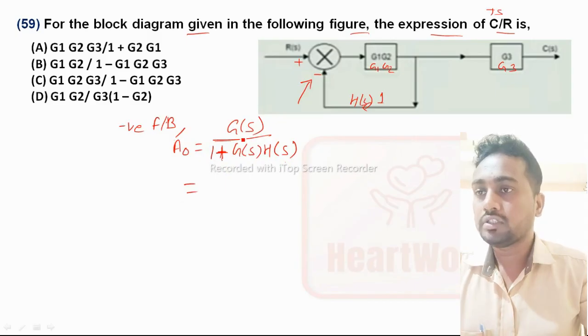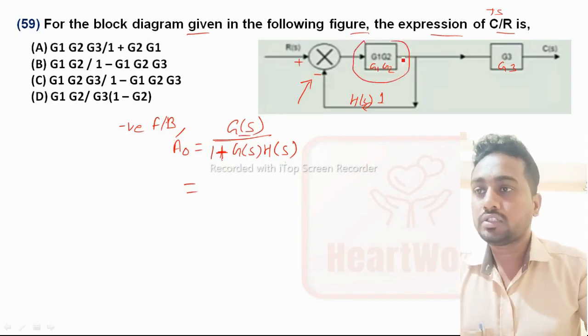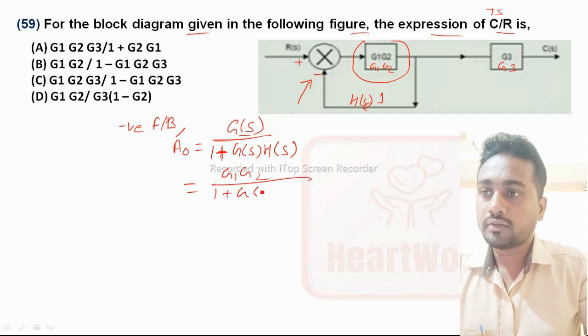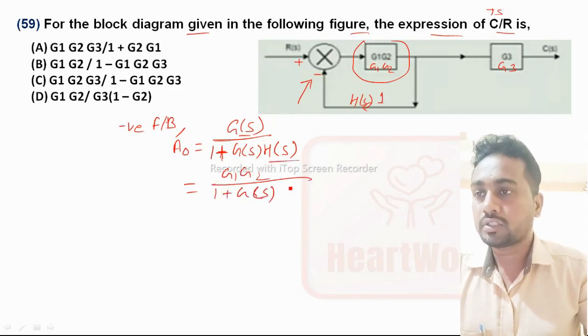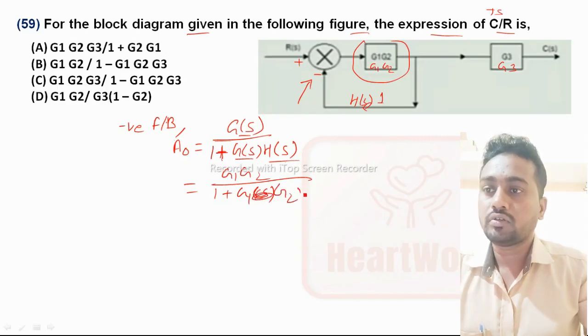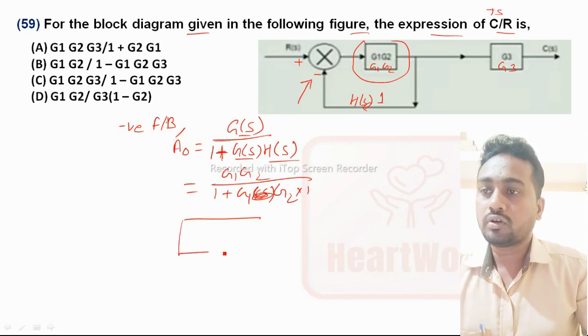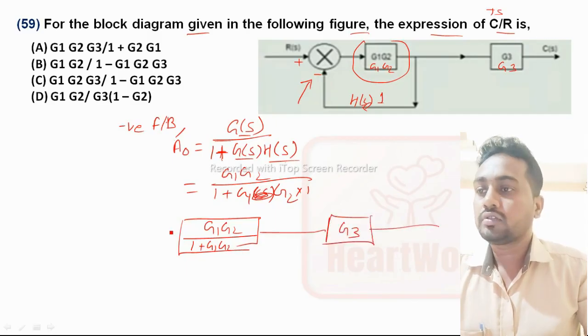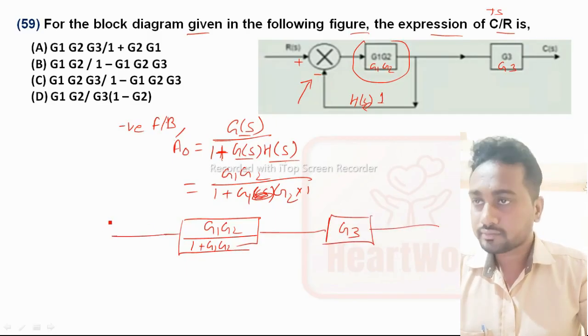Now we have to calculate G of S. G of S is G1 G2 divided by 1 plus G of S times H of S, where H of S is 1. So G of S is G1 G2, and H of S is 1. If we reduce this block, we can write G1 G2 divided by 1 plus G1 G2. Then there is another block already in the question, G3. So we can write the reduction like this.